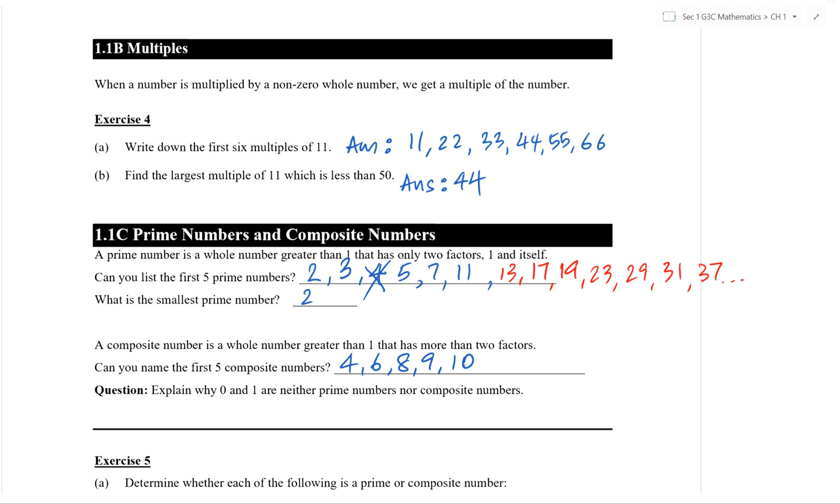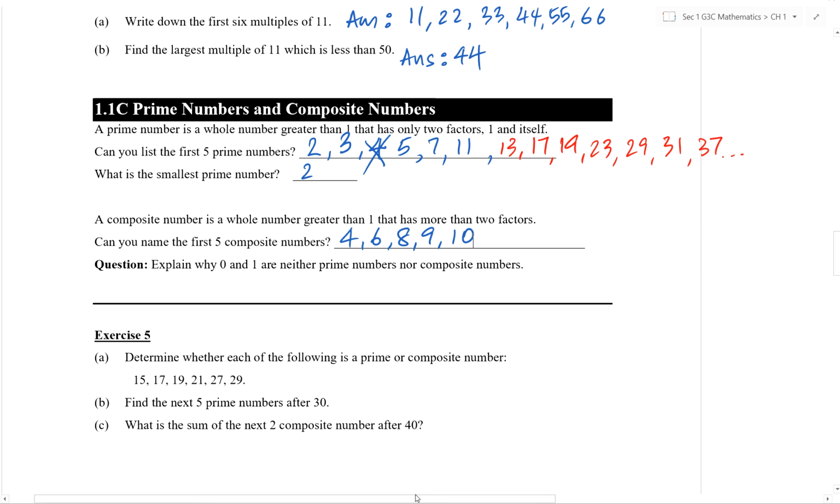Explain why 0 and 1 are neither prime nor composite numbers. I will give you this answer over here. Okay, so 0 has many factors, because many things multiplied by 0, you get 0. So 0 has many factors. Okay? And 1 has only one factor. So they are neither prime nor composite.